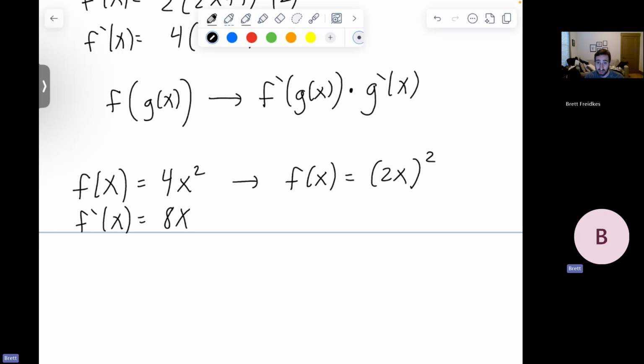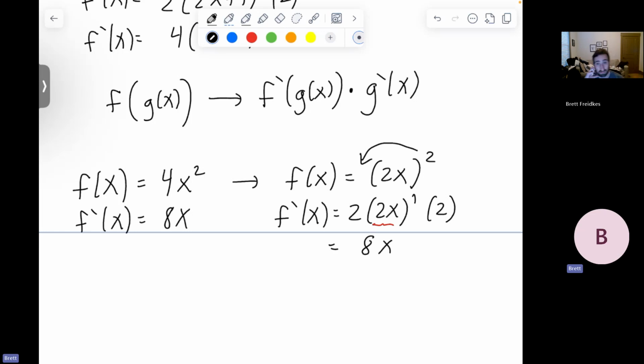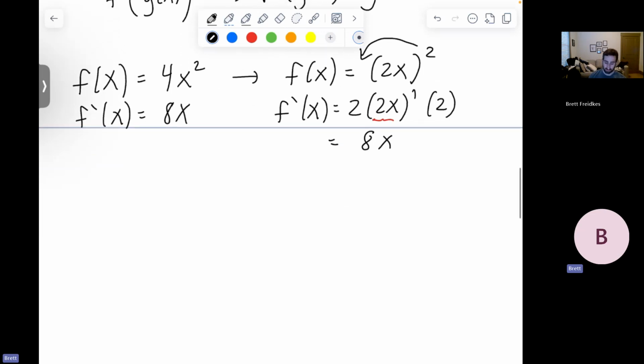If we were to do the chain rule, first I will take the derivative of the whole thing, which will bring down this 2. And the exponent on that subtracts by 1, so now we have a 1 there. And then we multiply by the derivative of the inside. The derivative of this is just 2. This gives us 8x, exactly the same as what it was when we just did it the normal way with the power rule, just to give a different idea of things.